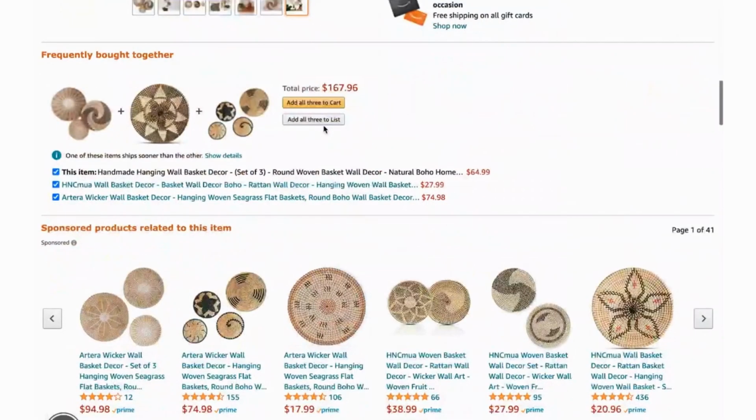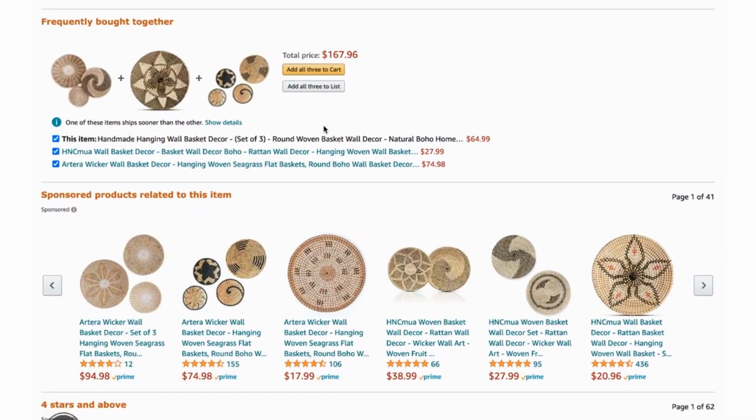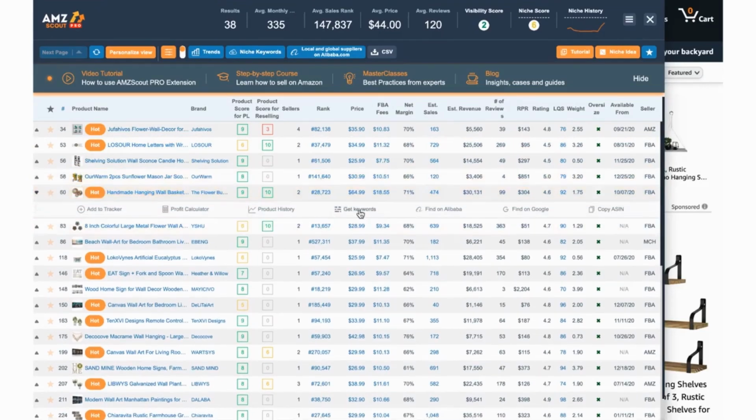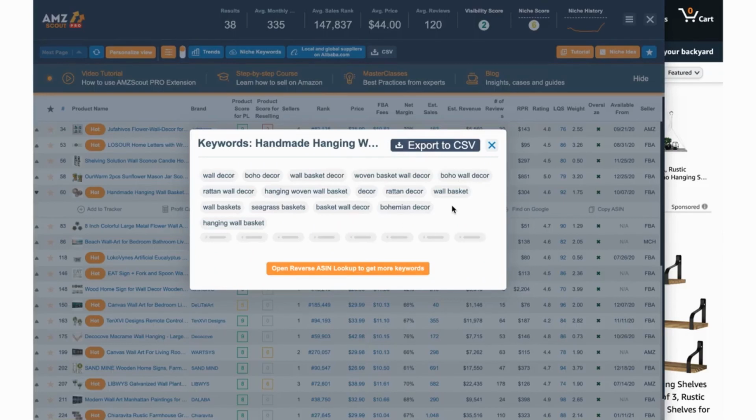If I scroll down, it always gives me some other products that may be related to this item, so I can see what other items the sellers are selling. One thing you can do is go back to AMZScout and click on this again, and you can get the keywords that the sellers are using to sell this product. If I click on the keywords, I can see a list of keywords the seller is using to list this product.